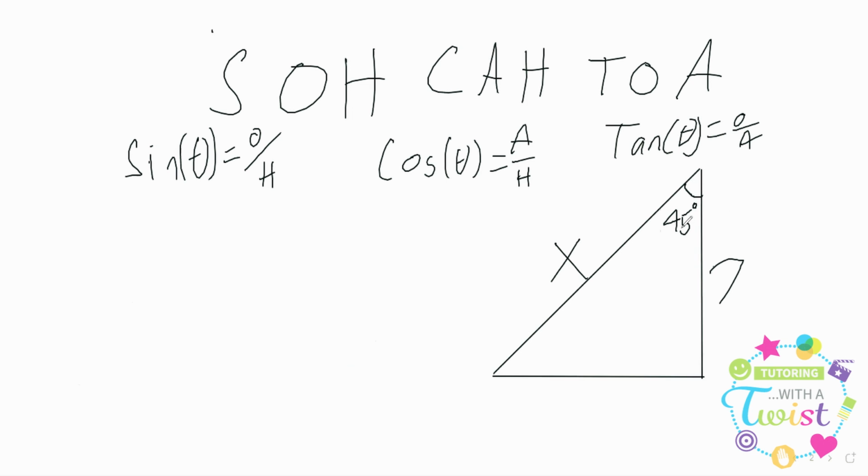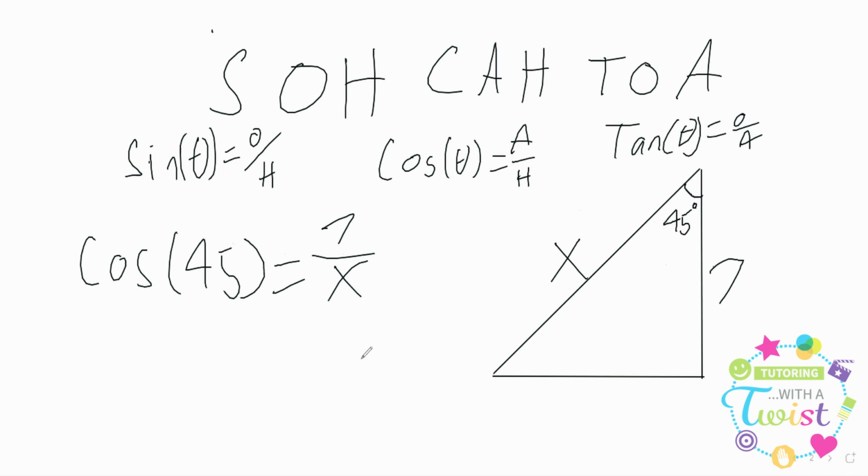So it looks like we're not dealing with the opposite side. We're dealing with the adjacent here, as well as the hypotenuse, right? Adjacent, hypotenuse, it sounds like we're going to want the equation for the cosine. So we'll set that up. The cosine of our angle, which is 45, equals the adjacent, which is 7, over the hypotenuse, which is x.